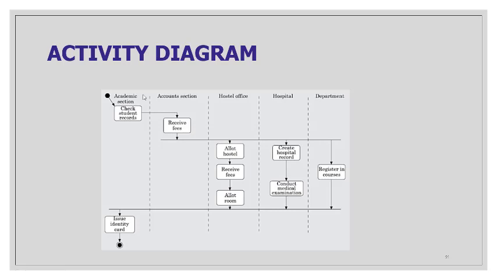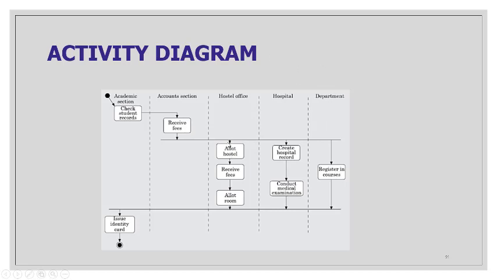Activity diagrams are normally employed in business models, and this is carried out during the initial stages of requirement analysis and specification, and is very useful to understand complex situations. Here the student admission process is shown, and it shows the part played by the different components of the institute and the admission procedure: how they receive the fees, and when the account section receives the fees, at that time the hostel office, the hospital and the department, these three things run in parallel.